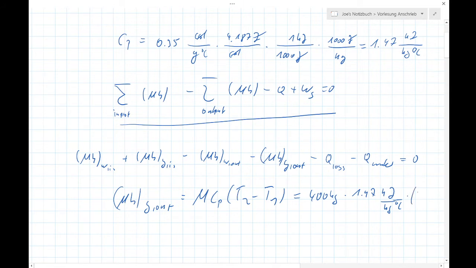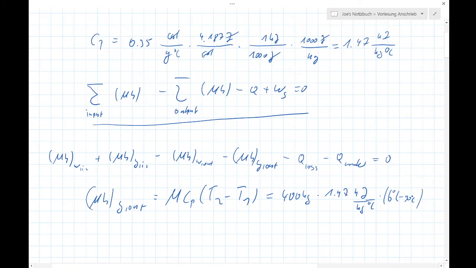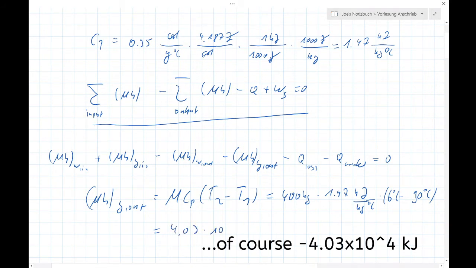T2 is 6 degrees Celsius minus 90 degrees Celsius. So this is small. Okay, so here we are. Maybe I make it a bit bigger so that you have a chance to read it. 6 degrees Celsius minus 90 degrees Celsius. And if you put everything in your pocket calculator, you should get 4.03 times 10 to the 4 kilojoule.